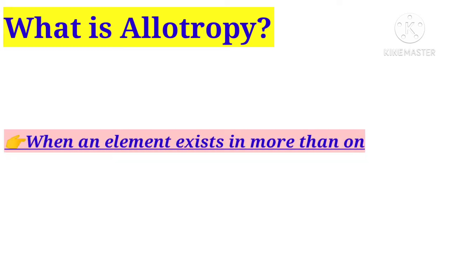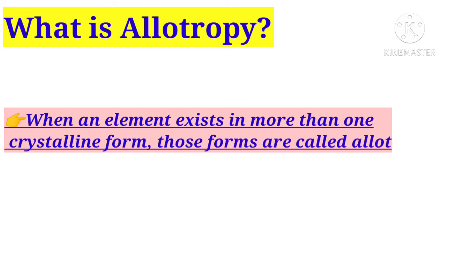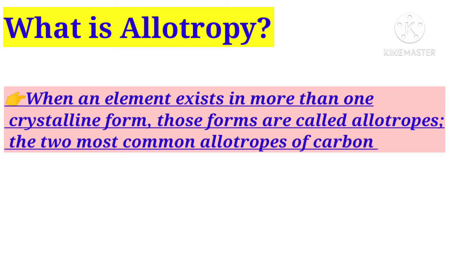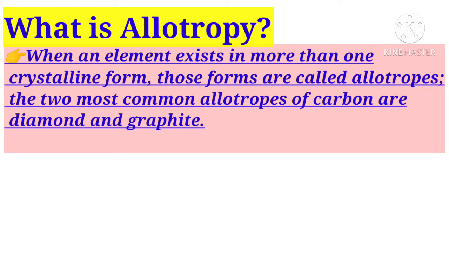Now, what do you mean by allotropy? The allotropic forms or allotropes are the different forms of the same element, having different physical properties but almost similar chemical properties. So that is called allotropy. The phenomenon of existence of allotropic forms of an element is called allotropy.